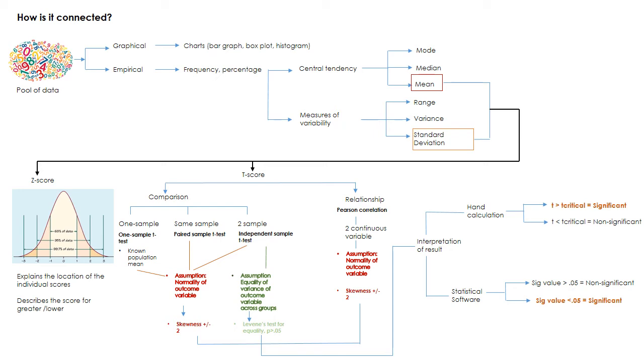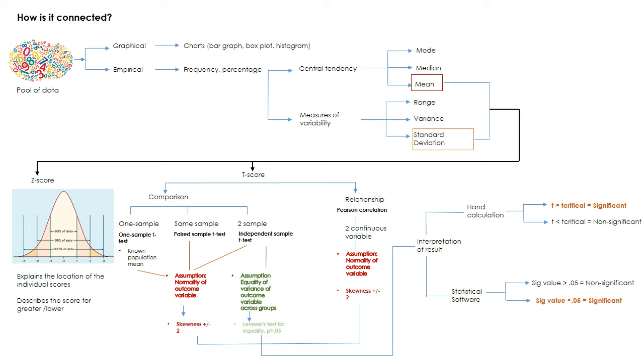For the independent sample t-test, there is an extra assumption that you need to check, which is equality of variance of the outcome variable. Again, all the assumptions are for the outcome variable, the dependent variable, which is continuous in nature. So how do we test that? In SPSS or any other software, there is Levene's test for equality, and you have to get the probability value, or p-value, greater than 0.05. If these assumptions are met, then you can start moving on to interpreting your findings, your analysis.